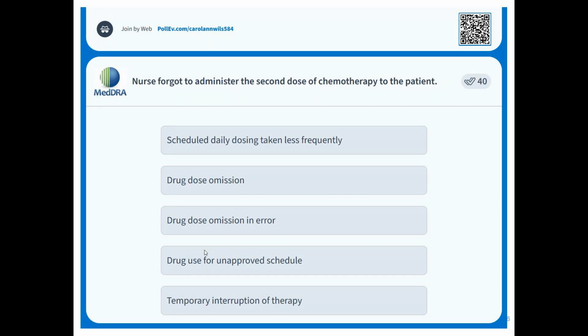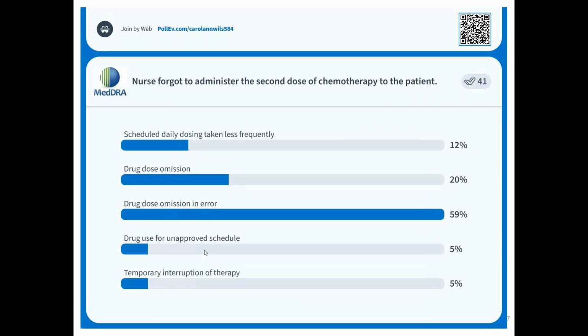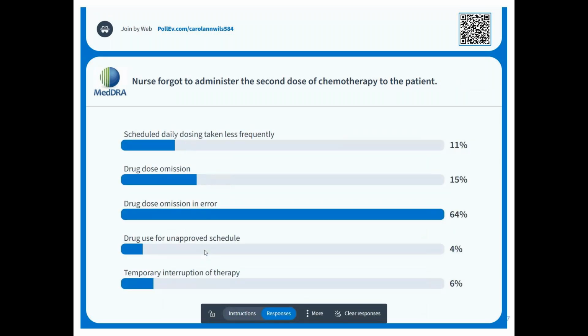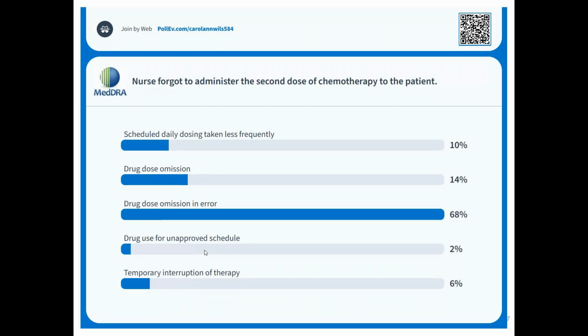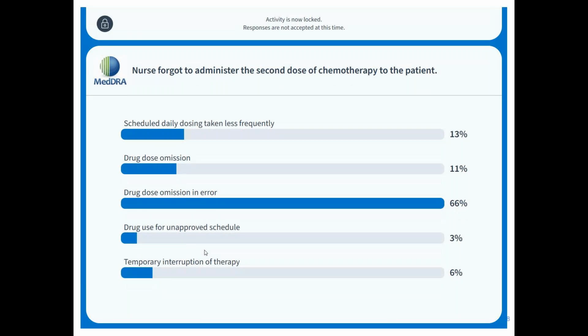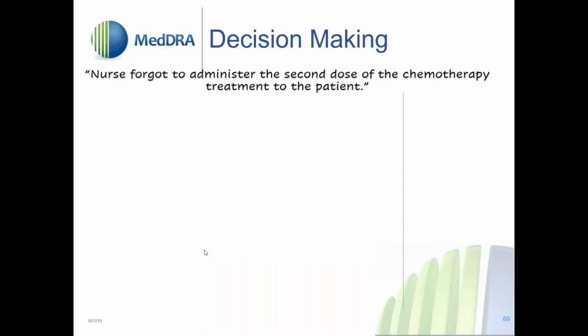Let's have a look at what you're going for. Some are considering that this is a schedule issue. Drug dose omission is one option. Drug dose omission in error. The majority are voting for this one. Drug use for unapproved schedule, and others would also consider temporary interruption of therapy. But most of you are voting for drug dose omission in error, and this is correct.